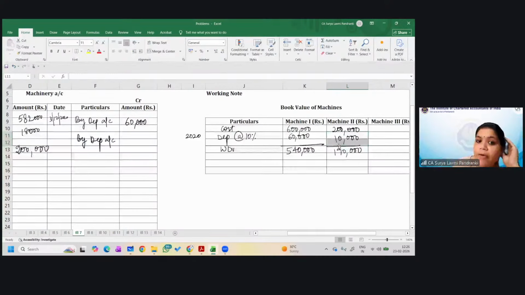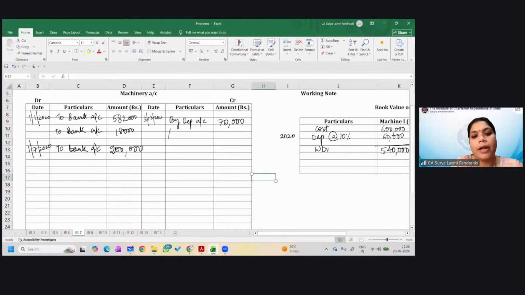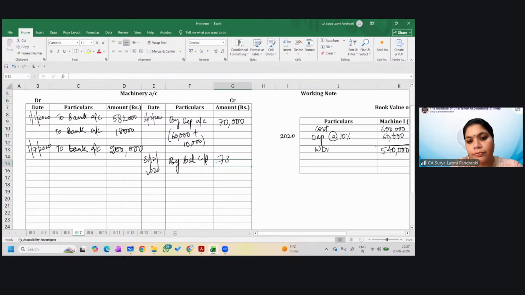Why is it 10,000? I hope everybody is clear, because we are only providing depreciation for 6 months, as it is purchased on 1st July. This will be 70,000. You can write it here, 60,000 plus 10,000. Now, 31st December 2020, by balance carried down. How much is the balance carried down? 7,30,000, is that right? Okay. 7,30,000.